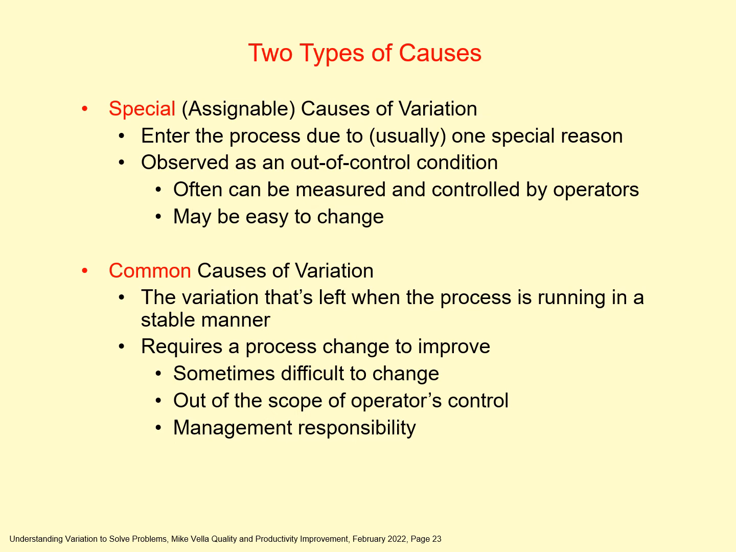Common cause variation is the variation that's left over when the process is running in a stable manner. It requires a process change to improve, if we want to improve common cause variation, and we'll get to that a little bit later. Common cause variation is typically much more difficult to improve. It's often management's responsibility because it typically costs money. But the emphasis here is we must pay attention to special cause variation.